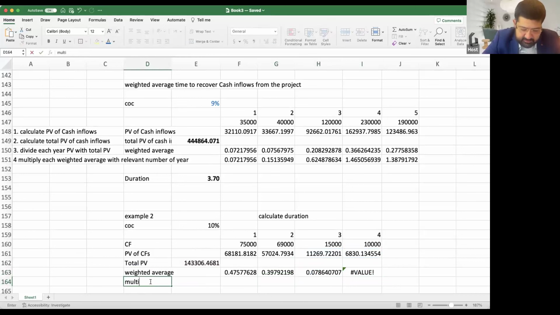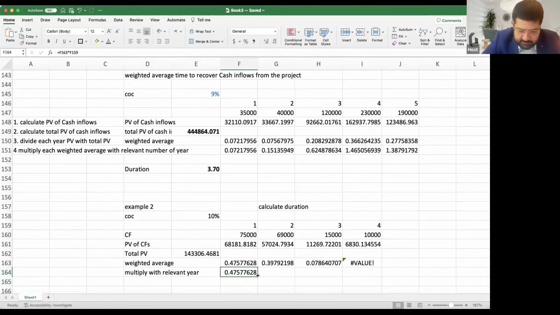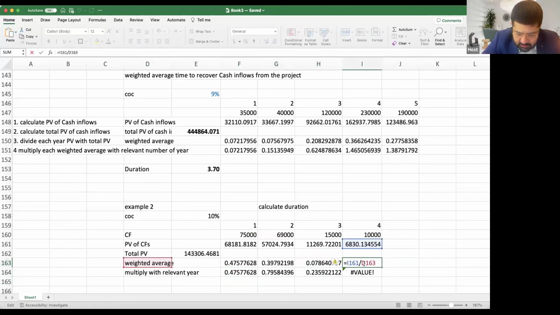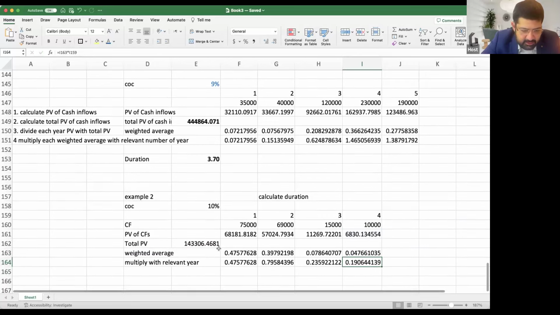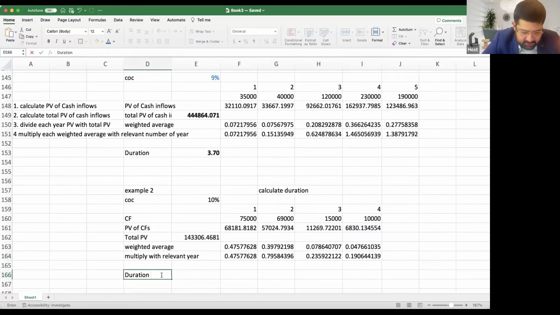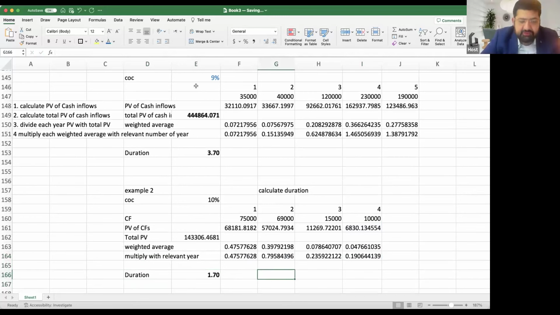Yes. Multiply with relevant year. This into this. Duration. 1.7. Good job. Now, students, now interpretation of the result.